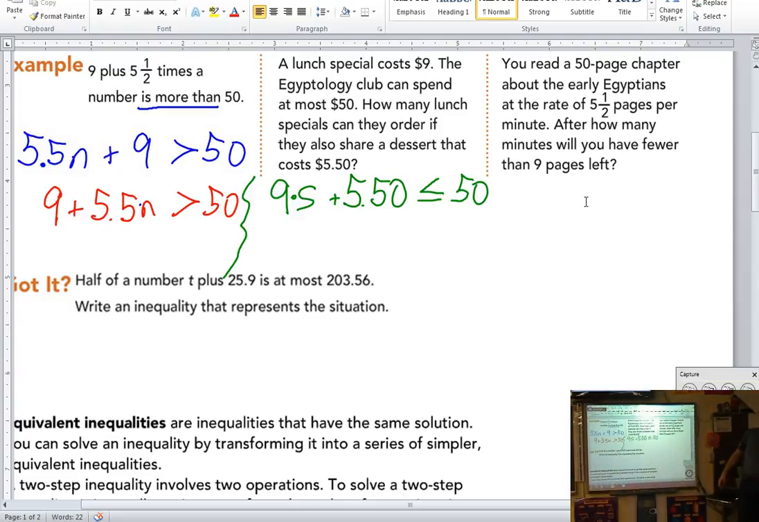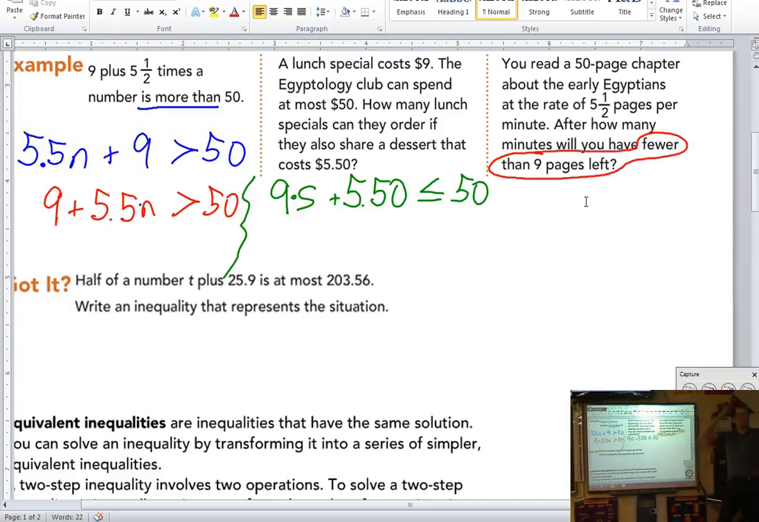Mr. Williams already talked. Anish, what about you? You read a 50-page chapter about the early Egyptians. You read at a rate of 5.5 pages per minute. That's really fast. By the way, guys, if you're reading 5 pages per minute, that's probably not a hard enough book. Yeah, you're like an extreme reader. After how many minutes will you have fewer than 9 pages left? Now, this is weird. Fewer than 9 pages left.